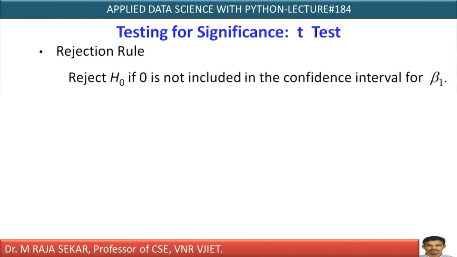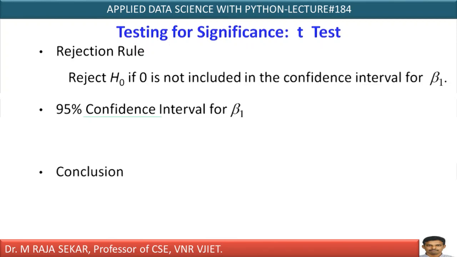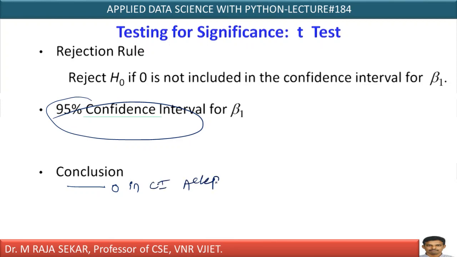Just see, what is the rejection rule? Reject the null hypothesis H0 if 0 is not included in the confidence interval for beta 1. How to construct the 95% confidence interval? In the previous slide we have seen that formula. According to the formula, first you have to calculate the 95% confidence interval. What is your conclusion? If 0 is in the confidence interval, accept H0. If 0 is not in the confidence interval, reject H0. That is the procedure.